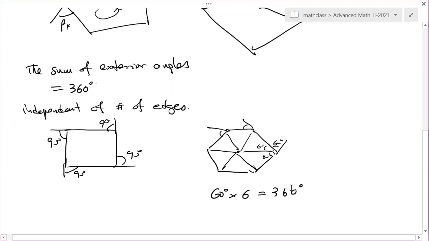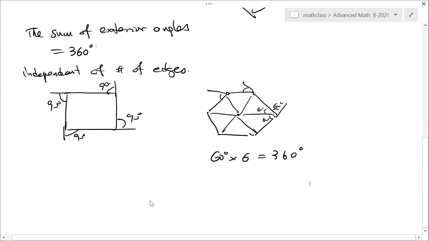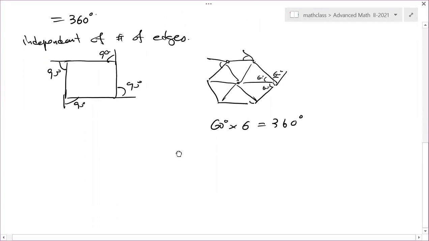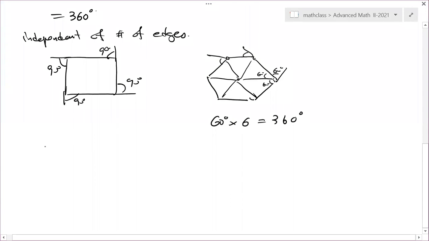Okay, so it doesn't matter how many edges or sides you have, the sum of the exterior angles is always 360 degrees. That's there. But this is not always true on other surfaces. On a hyperbolic surface, or on a sphere, that's not true.